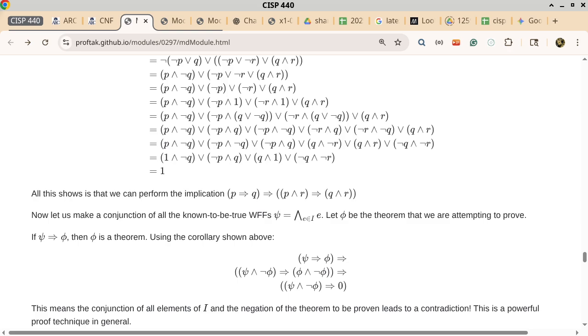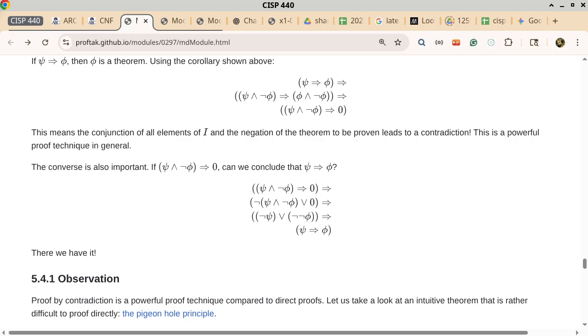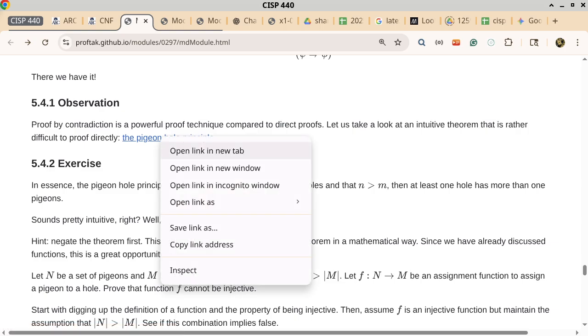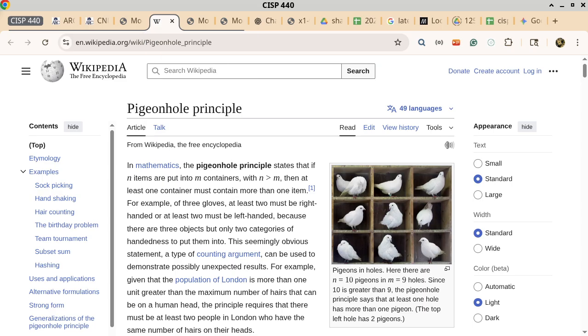So let's check out how we can apply proof by contradiction, but not in the context of what we are talking about in this class for the time being. We'll take a look at the pigeonhole principle. This is a link to the Wikipedia page of the pigeonhole principle. In mathematics, the pigeonhole principle states that if n items are put into m containers, and n is greater than m, that means we have more pigeons than there are pigeonholes. Is that okay? All right.